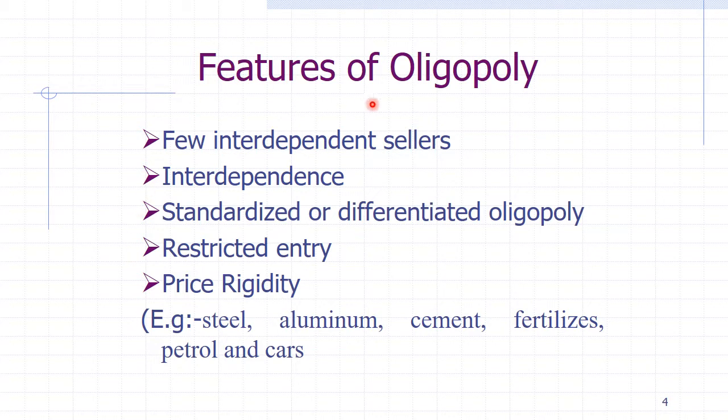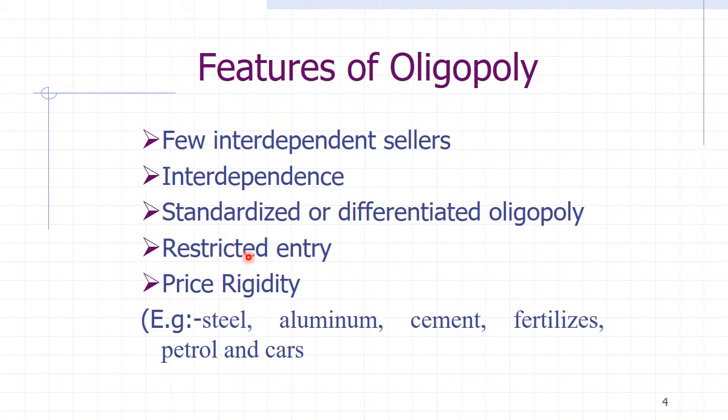The features of oligopoly. These are the features. Few interdependent sellers. Interdependency is another feature of oligopoly. Standardized or differentiated oligopoly means that they are selling either homogeneous products if they are standardized. Differentiated oligopoly means they are selling heterogeneous products, different products.